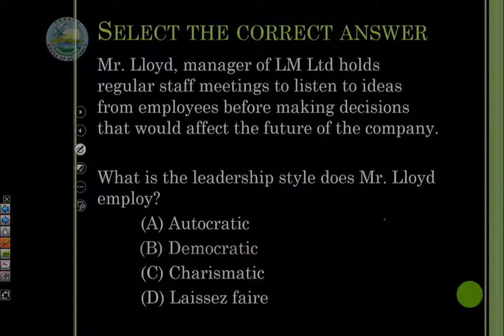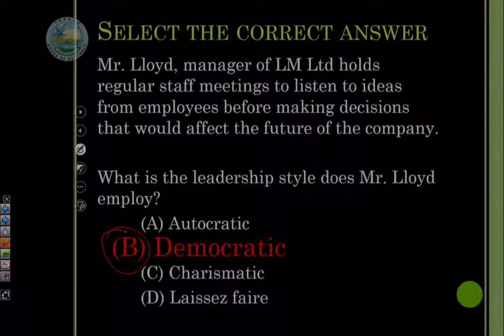All right. So if you had B as the answer, you're correct. Right? Democratic. He listened to their ideas before making decisions for the company. All right? So, democratic, and these are the words that should jump out to you when speaking about democratic.